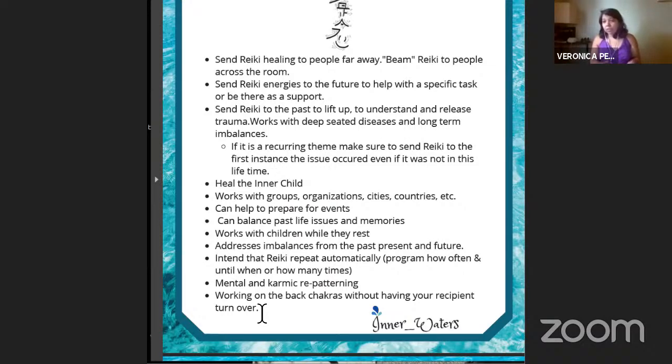I really like to do this because when I have somebody that I'm physically working on, I don't want to have them flip over in the middle of whatever experience that they're having. It just seems disruptive to me. And so I just use the distance symbol to intend that the back chakras come to the front so that way they can also get attention.